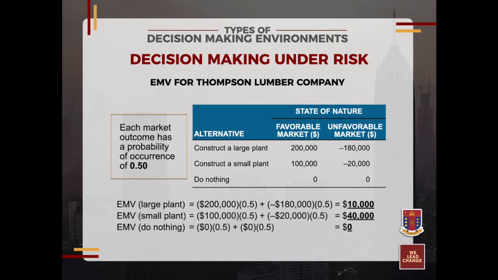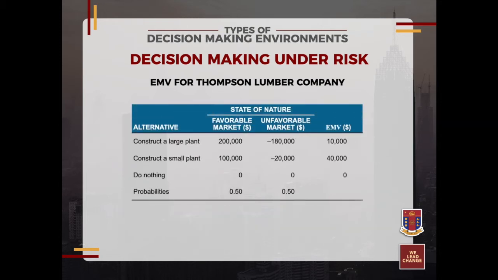Now, what is the next step after getting all of these EMVs? We, of course, choose the EMV that is the best or the highest out of all. And that is $40,000, corresponding to the alternative construct a small plant.